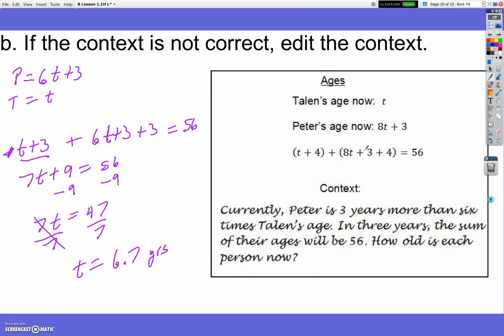Now let me double check, because usually these go in together just nicely. So currently Peter is 3 years more than 6 times Talon's age. In 3 years, the sum will be 56. How old is each of the persons now? Yeah, so usually when you subtract these, you'll get something like 49. So it would be 49 divided by 7, and you get a nice clean answer.